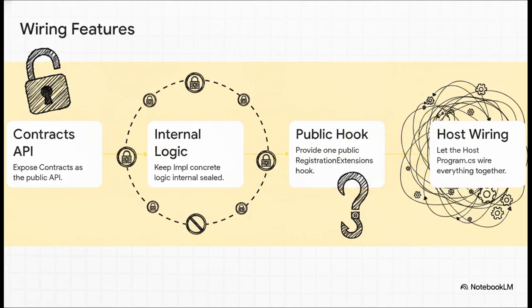First, you make those contracts your public API. But crucially, and don't miss this, you mark your concrete implementation logic as internal sealed. It becomes totally invisible outside its own assembly. To let the app actually run, each feature provides exactly one public hook, a registration extensions class. The host's program.cs then calls this hook to blindly orchestrate everything, injecting dependencies at runtime without ever seeing the concrete types.